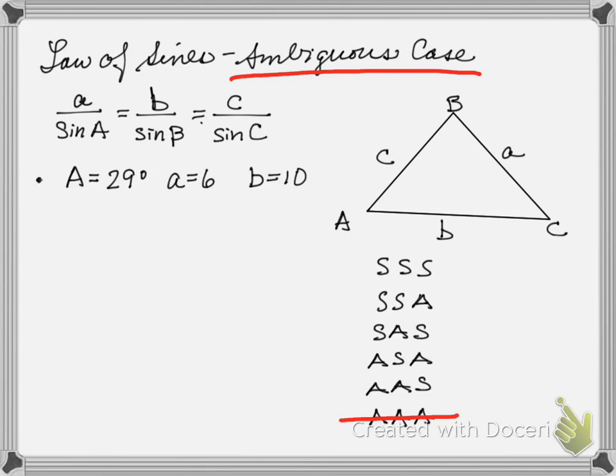Looking at these choices, all we need to focus on here is SSA, because this is the only case that can potentially be ambiguous. And what does that mean? Well, we're going to take a look right now.